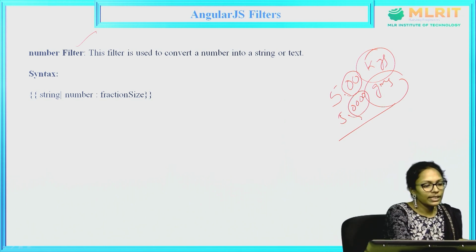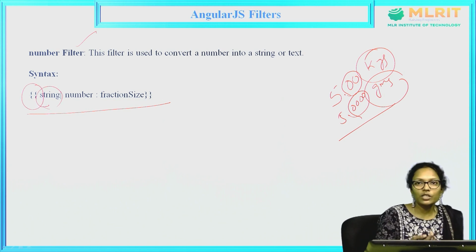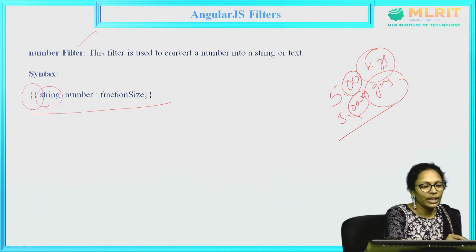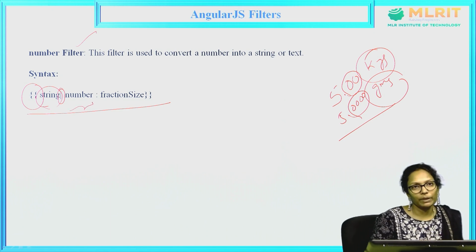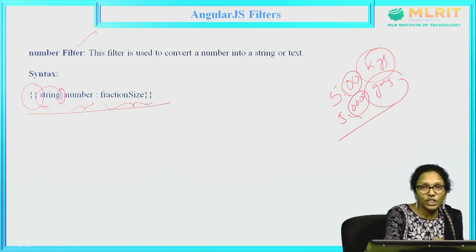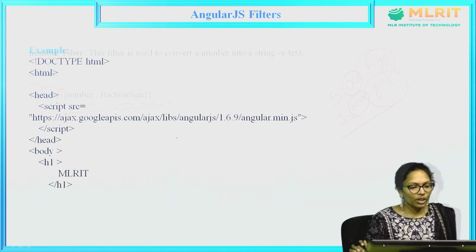So this is the syntax of the number filter. Within the curly braces, you're giving the string. String is nothing but a variable, the value which you want to convert into string format. And after that, the pipe symbol is for indicating the filter. And what is the filter name you're using? Number filter. So number is the name of the filter. And here I'm giving the fraction size. After the colon, you're giving the parameter as fraction size. So coming to the example.